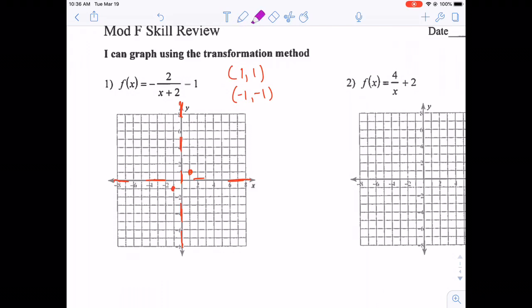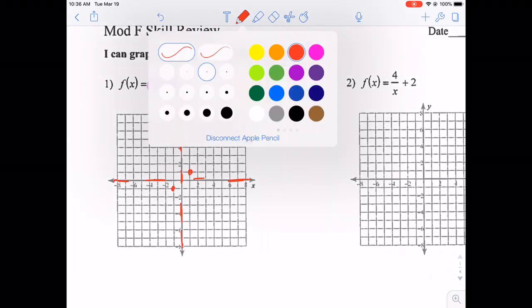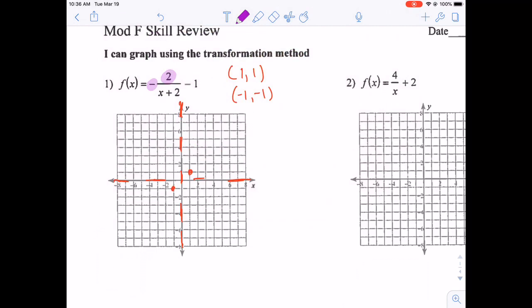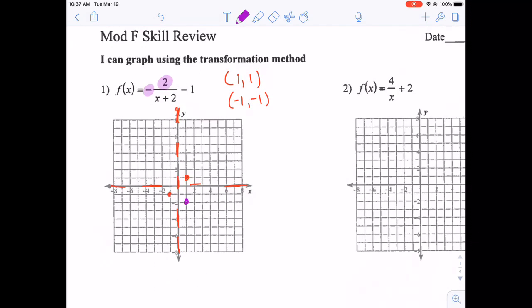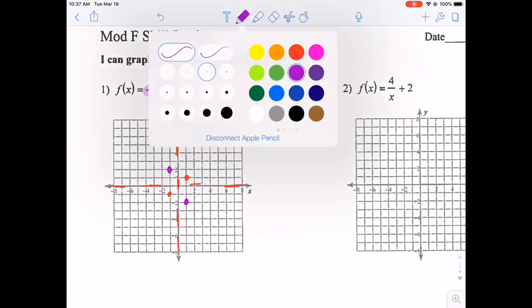All right, so the first step after plotting these key points is to do our stretch. In this case, our stretch is a factor of negative 2. So I'm going to multiply the heights by negative 2. Starting with the dot on the right, which is currently at a height of 1, if I multiply that by negative 2, my new height is negative 2. The dot on the left has a height of negative 1. When I multiply negative 1 by negative 2, I get a height of positive 2. Okay, so that's the stretch. The stretch doesn't have any impact on the asymptotes at all.